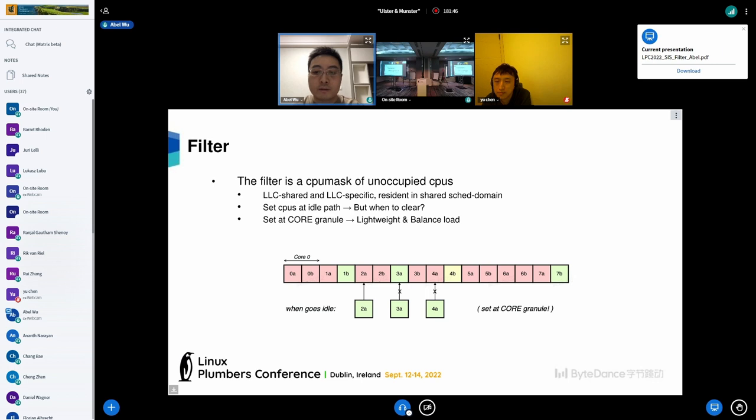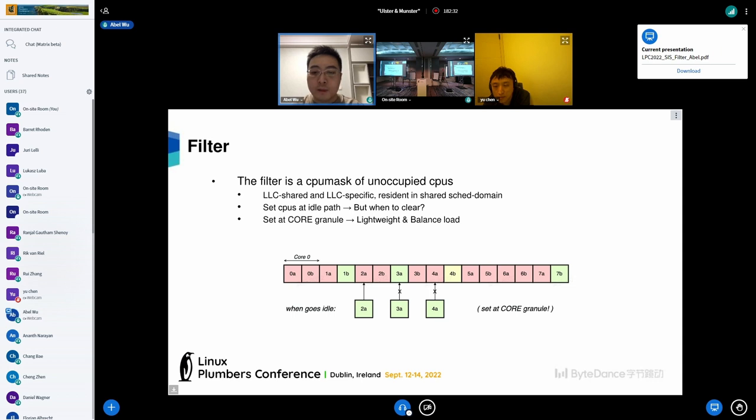The number indicates core numbers and the alphabet shows the SMT siblings. When CPU 2A, which is the first CPU of core 2, goes idle, it will be set in the filter, because 2B is not set. But if you take CPU 3A, for example, 3A is already set in the filter, so the propagation can be skipped, and we don't need to do the update.